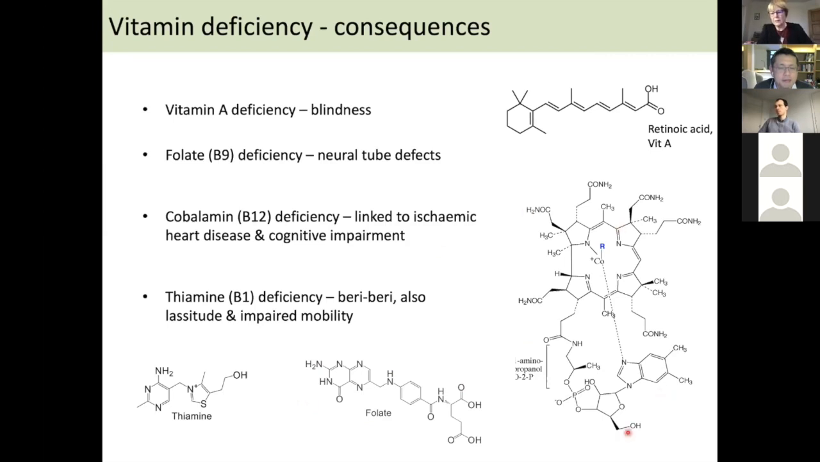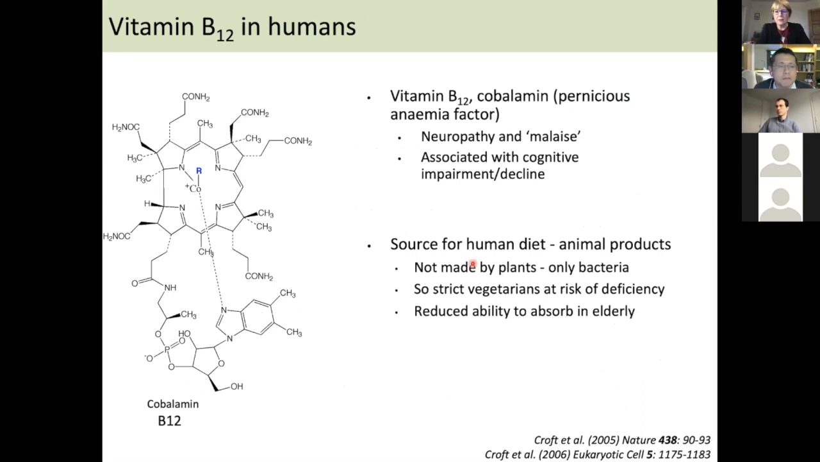And then this vitamin here, vitamin B12, is the most complicated vitamin. It's actually the most complicated primary metabolite known in nature. And its deficiency is linked to ischemic heart disease and cognitive impairment. One form of the disease is called pernicious anemia. And it's this vitamin which I'm going to tell you about in the context of using algae to provide it. So as I've mentioned, vitamin B12 is also called cobalamin, and that's because it has a cobalt atom in the middle of the molecule here.